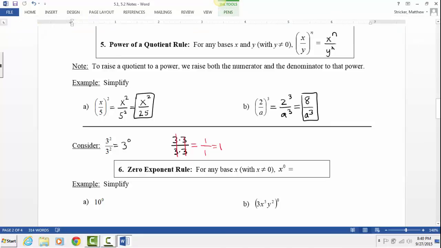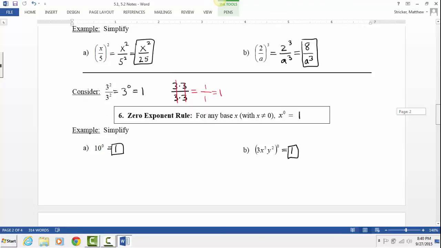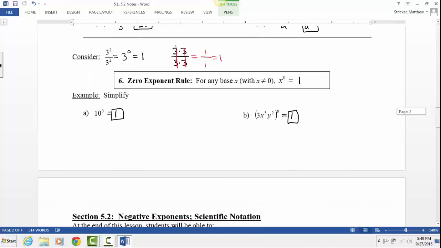So anything raised to the 0 power is 1. For any base x, x to the 0 power is always 1. So 10 to the 0 power, that's 1. This whole quantity, 3x to the 5th y squared raised to the 0 power, that whole thing, strange enough, is 1. It's kind of a neat one to remember. And that does it.